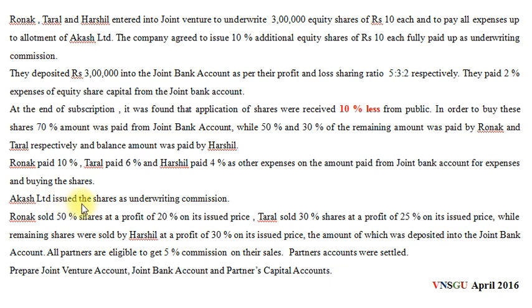Akash Limited issued the shares as underwriting commission. Ronak sold 50% shares at a profit of 20% on its issue price. Taral sold 30% shares at a profit of 25% on its issue price, while remaining shares were sold by Harshil at a profit of 30% on its issue price, the amount of which was deposited into the joint bank account.